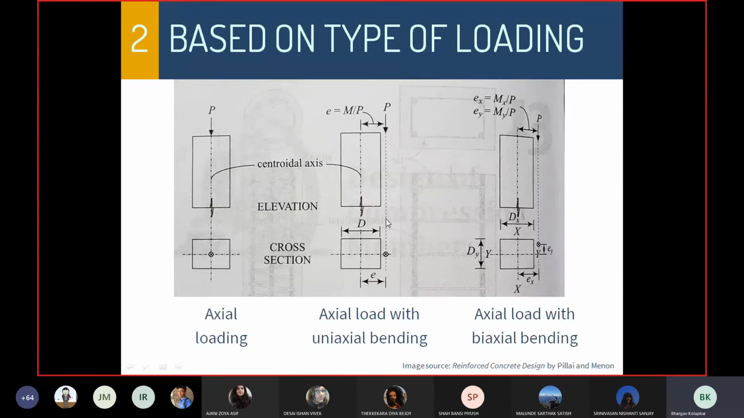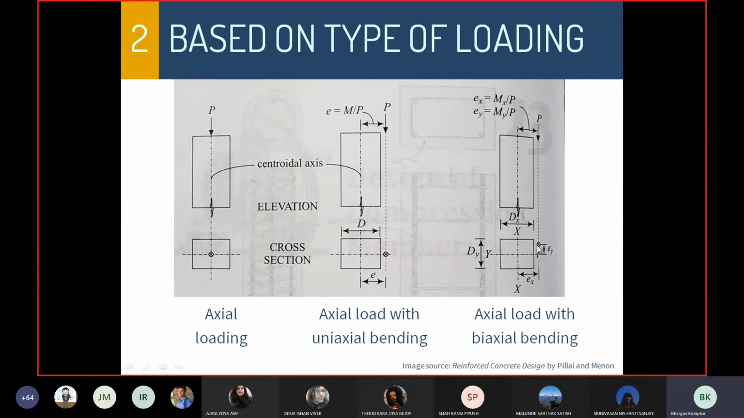If the load is eccentric about one axis, so in this case, you can see that the load is eccentric about the major axis. Now, just a quick revision as to what a major axis is and what a minor axis is. Okay, so the axis about which the moment of inertia is higher, that axis is called as major axis. Okay, so in this case, this axis that you see here is a major axis and this is the minor axis. So in this sketch, the load is eccentric with respect to the major axis, and therefore the column will experience axial load with uniaxial bending.